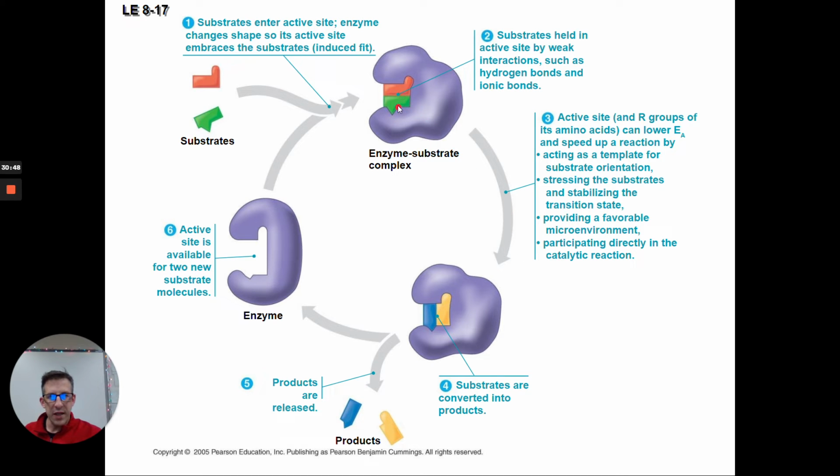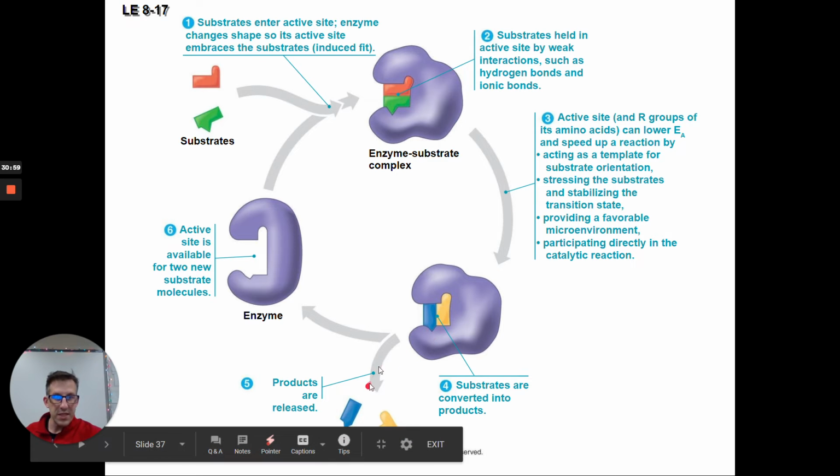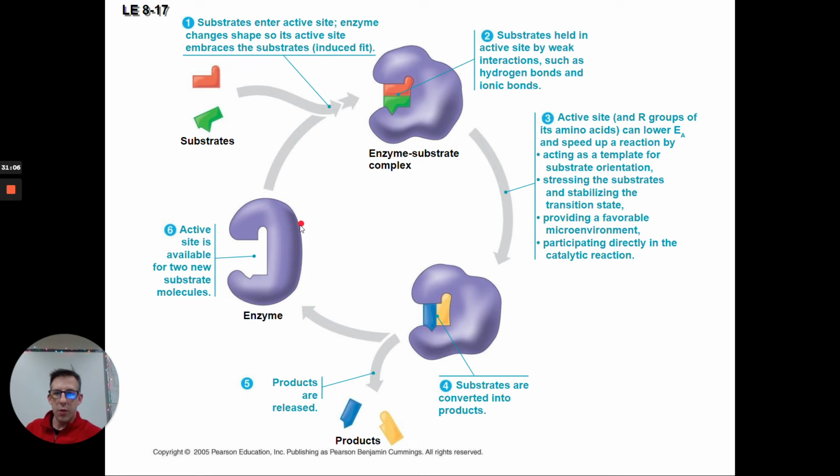take the green thing and the red thing and we combine them in a certain way, and all of a sudden they make the blue thing and the yellow thing, which are the products. And then the products are released from the active site and the enzyme is ready to do it again. So that is how the enzyme helps to lower the activation energy.